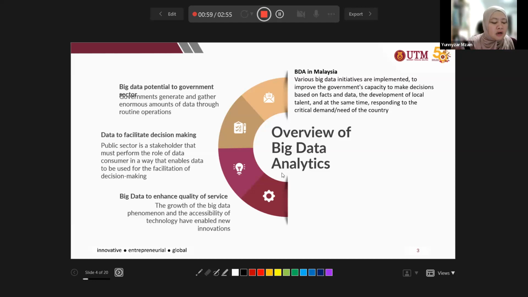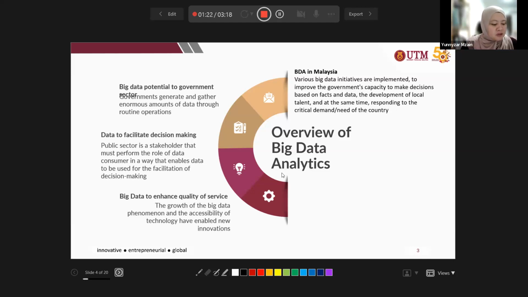So in Malaysia, various big data initiatives are implemented, focusing on the mandate received, whether through project implementations or by proof of concept, to improve the government's capacity to make decisions based on facts and data, the development of local talents, and at the same time responding to the critical demand or need of the country.